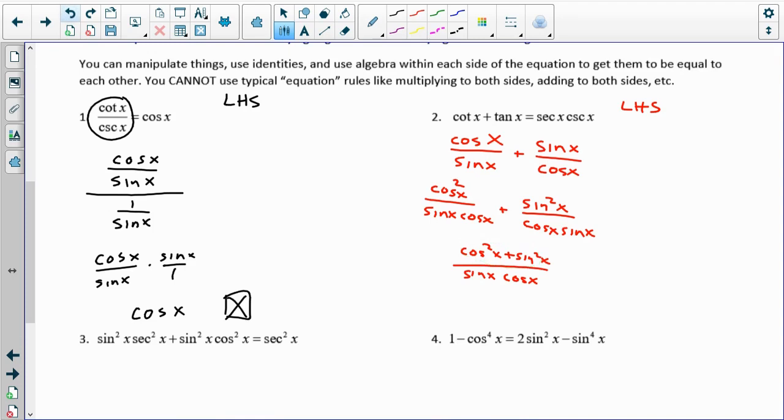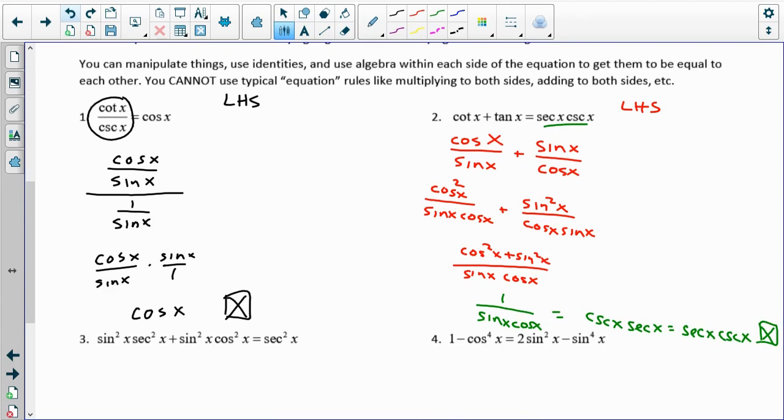So what I can do is I can simplify that to be 1 divided by sine x cosine x. And then what do I know that sine x in the denominator is? That's cosecant x. What do I know that cosine x in the denominator is? That's secant x. Well, and then I can just use the commutative property of multiplication to get it to look exactly like the right-hand side. So I've just verified another identity.